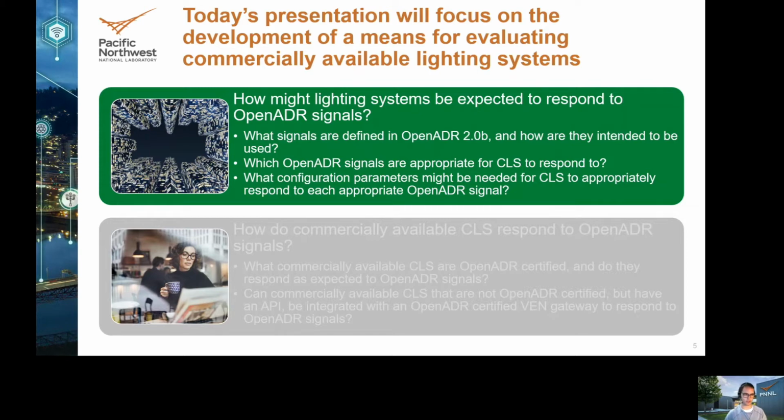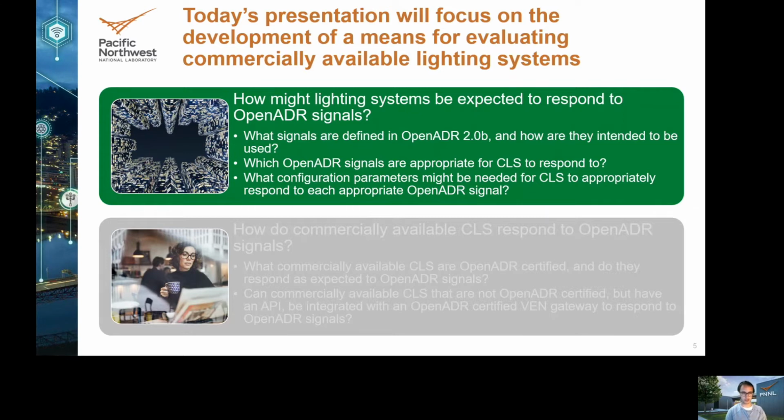So our first research question we wanted to ask is, how might lighting systems be expected to respond to OpenADR signals? And then what signals are defined in OpenADR 2.0b, and how are they intended to be used? Which OpenADR signals are appropriate for connected lighting systems to respond to? And what configuration parameters might be needed for CLS to appropriately respond to each appropriate OpenADR signal? And for today's presentation, the signals that we'll mostly be focusing on are pricing signals.